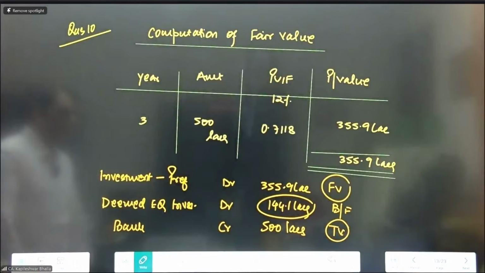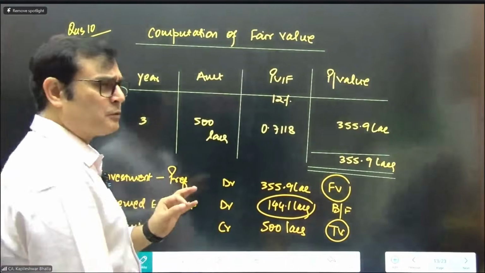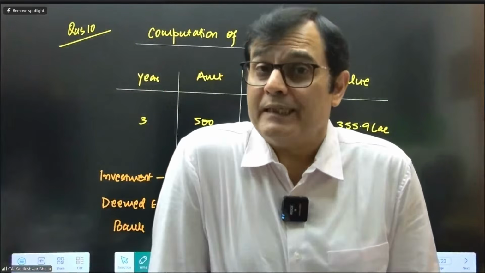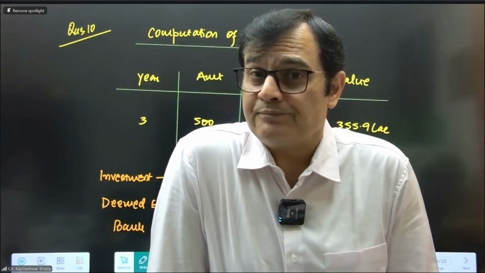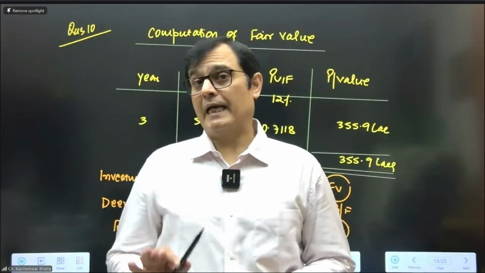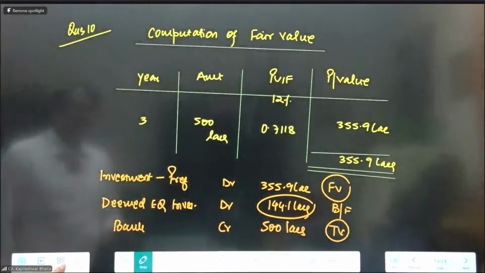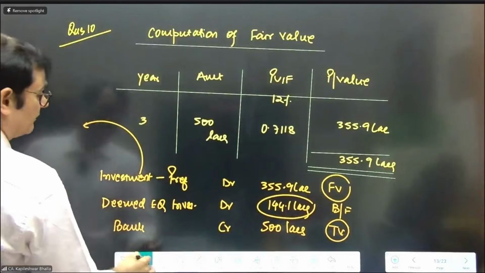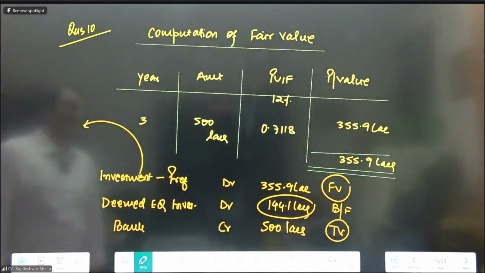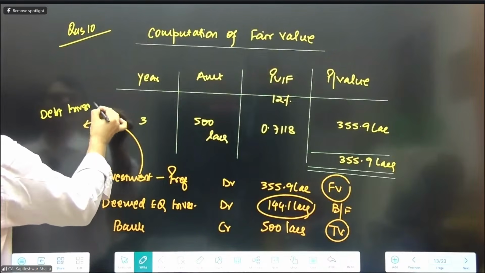Now, let me again put the same question back to you. Is this investment in preference shares going to be accounted as a debt investment at AC again? Yes, of course. This is going to be again accounted at AC. So this is going to be accounted like a debt investment at amortized cost.